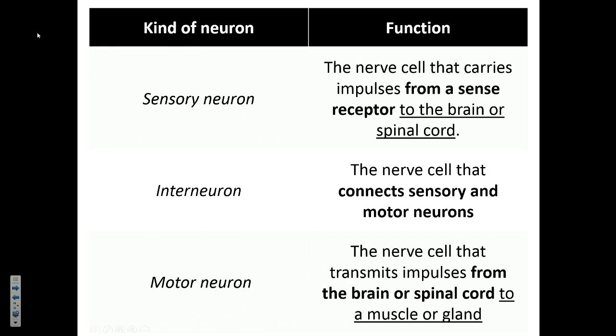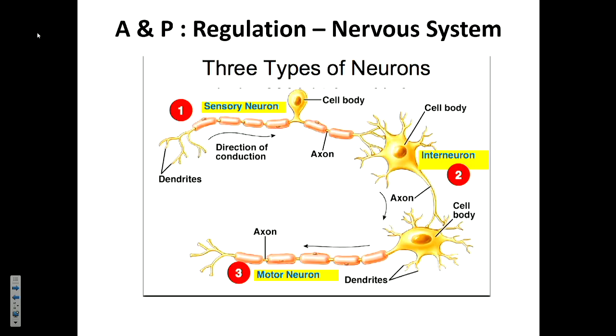The interneurons are kind of easy to remember because they're in between. They're connecting sensory neurons and motor neurons. And motor neurons are really easy to remember because they're essentially the ones that are triggering the movement to happen. So coming from the brain or the spinal cord, going directly to a muscle or a gland in your body, actually controlling some kind of motion. So motor and motion, that one's easy to remember. So make sure that you know what they are and the function for those.